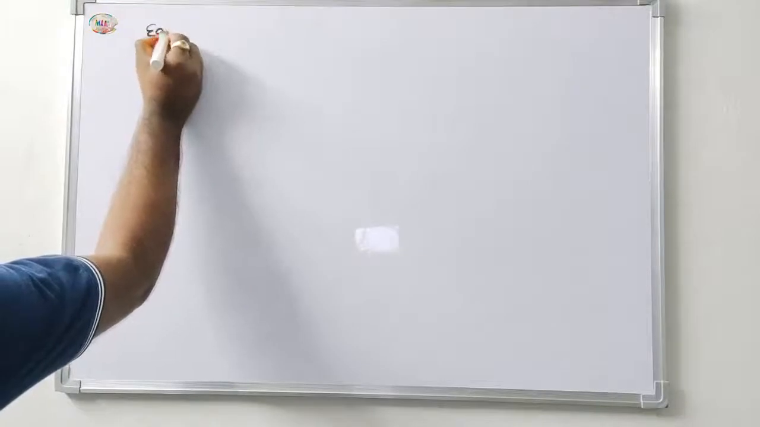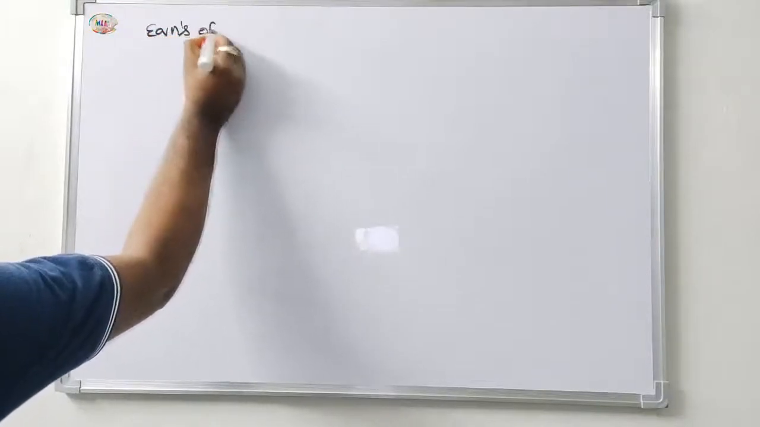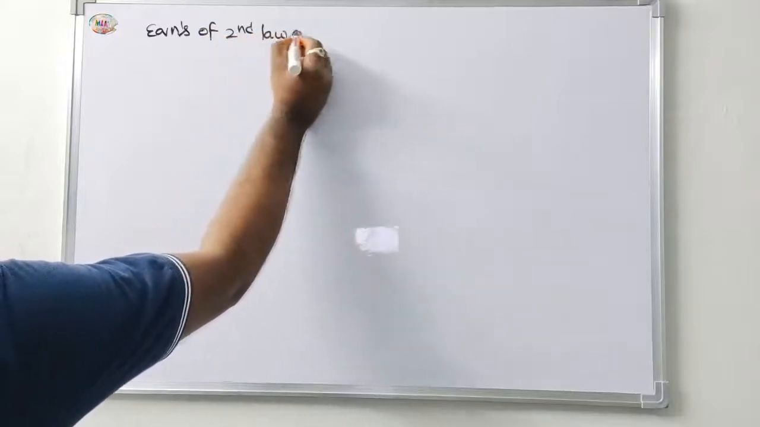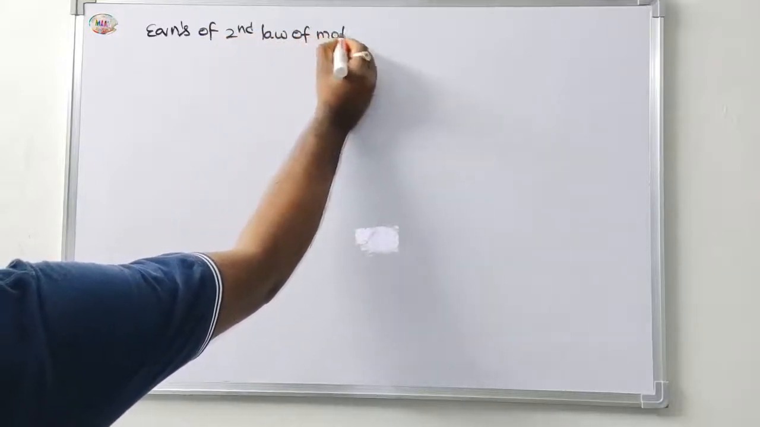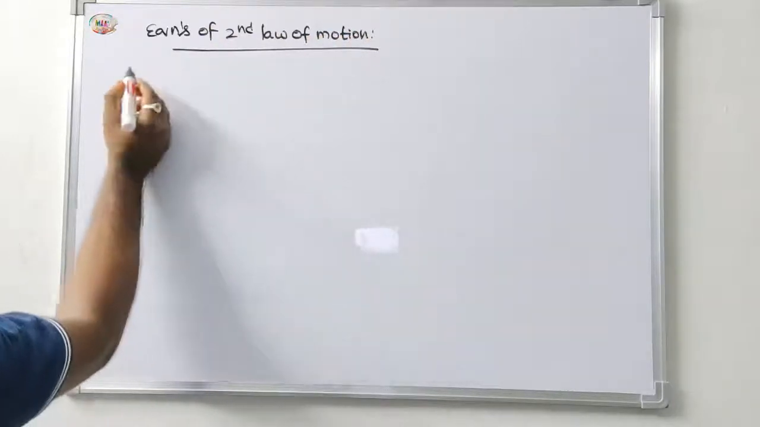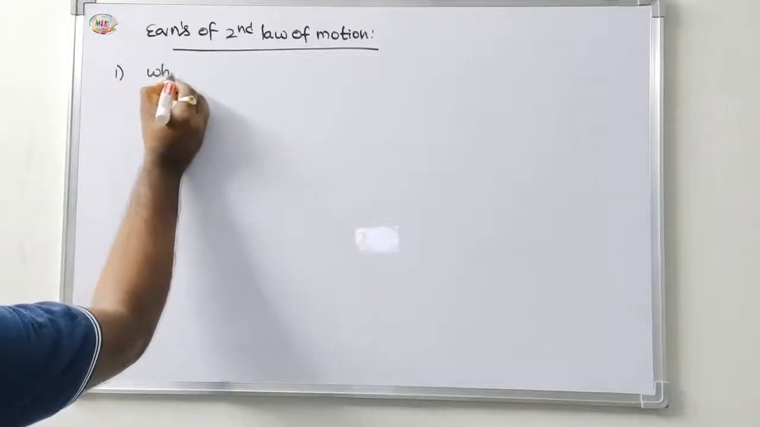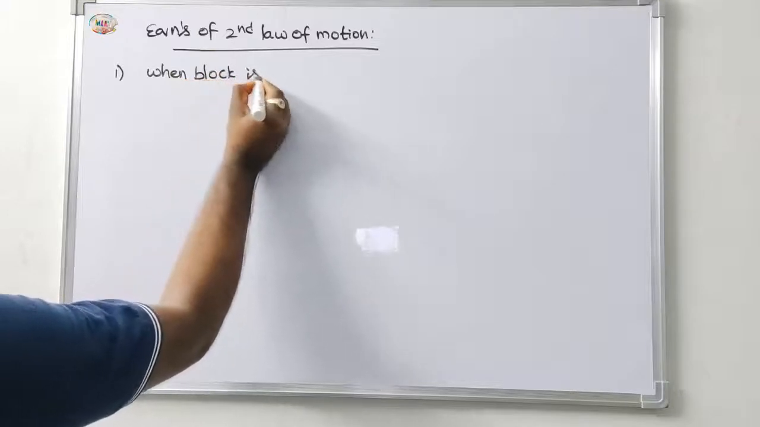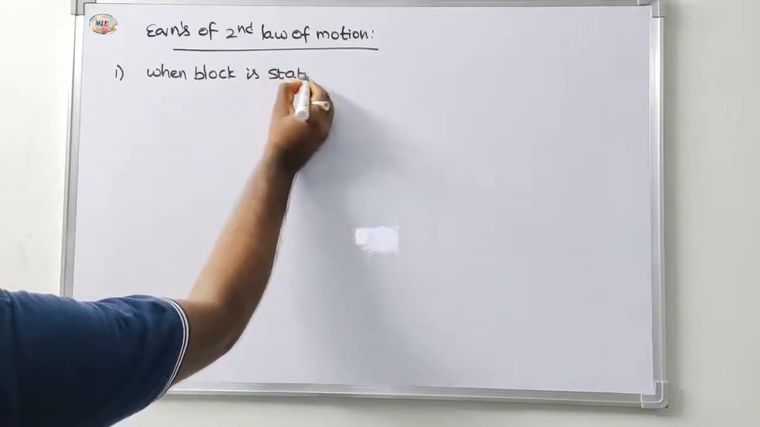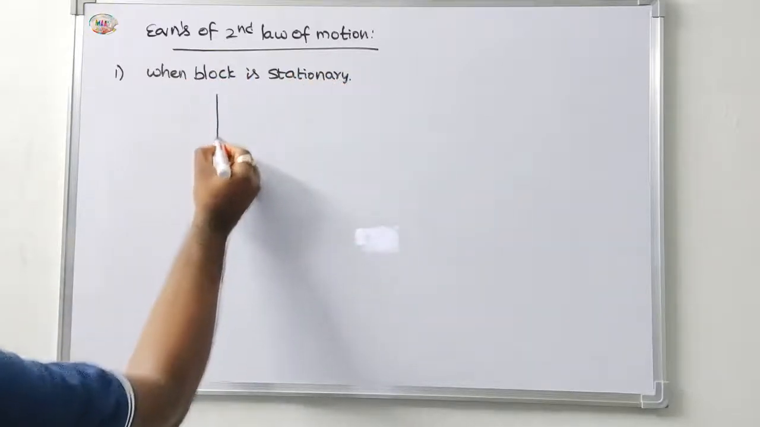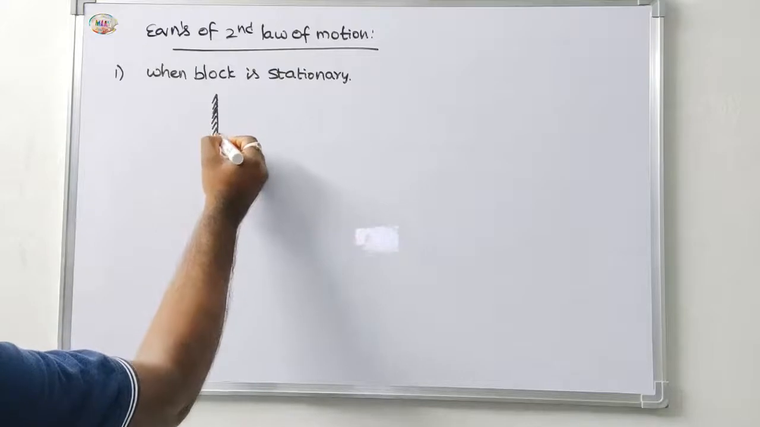The equations of second law of motion. There are three cases. The first one is when the block is stationary. In this one, the block will be in a rest position.